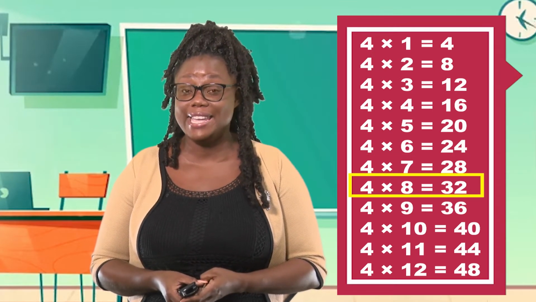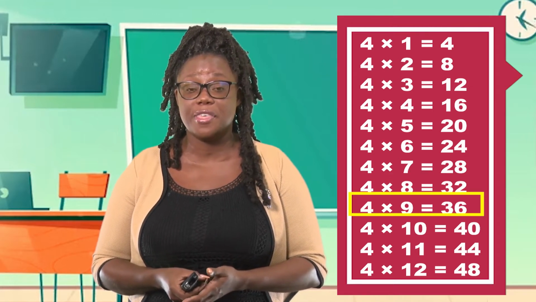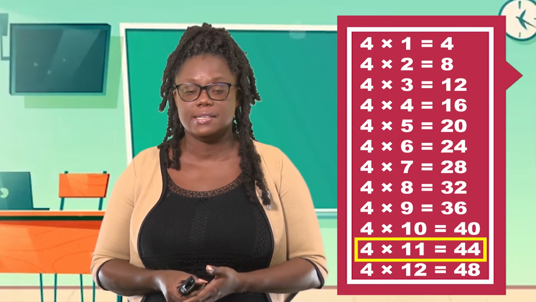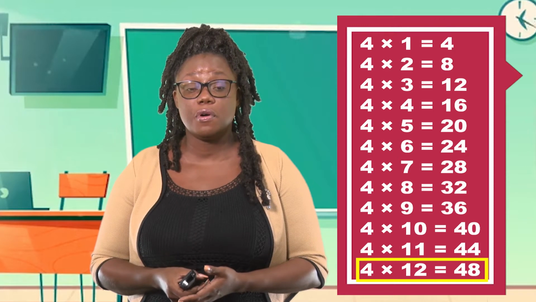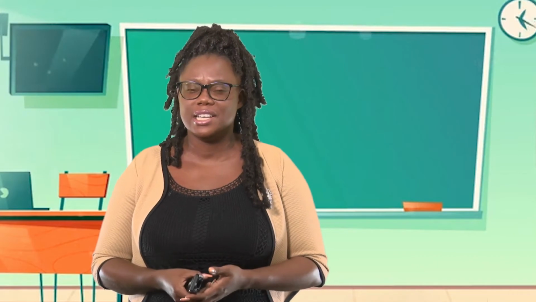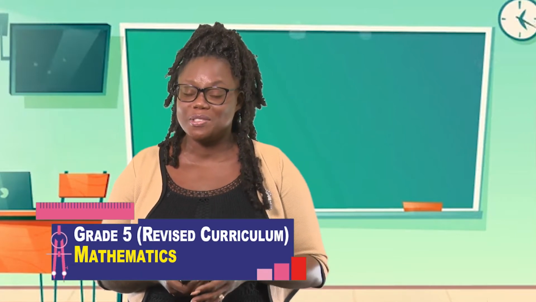4 multiplied by 8 equals 32. 4 multiplied by 9 equals 36. 4 multiplied by 10 equals 40. 4 multiplied by 11 equals 44. 4 multiplied by 12 equals 48. Boys and girls, you can always add melody to your tables so that it will stick with you. You can sing it, you can tap to it, you can clap, you can dance, and you will always remember it.